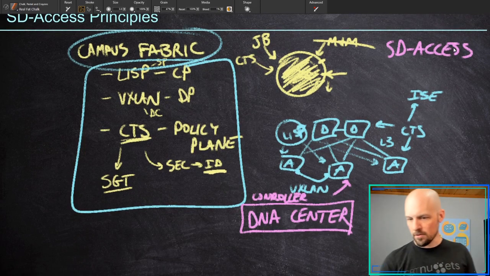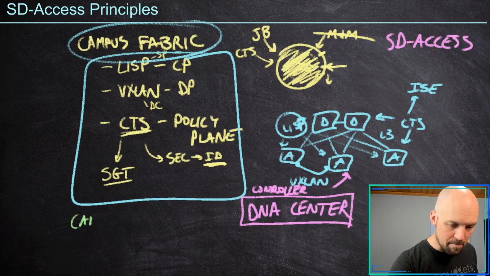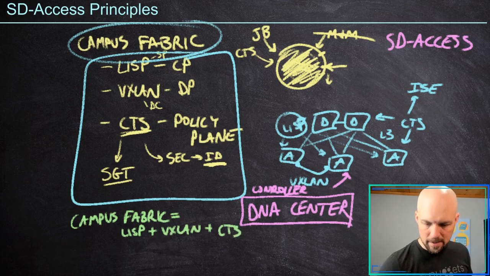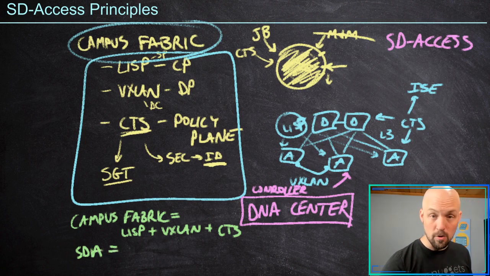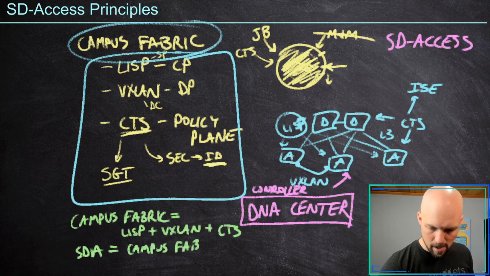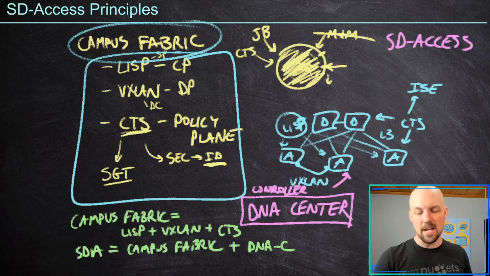Some of you were bizarrely excited about the fact that I promised math equations. Here they are. Campus fabric is equal to LISP plus VXLAN plus Cisco TrustSec. Meanwhile, software-defined access is equal to campus fabric plus DNA Center, or you can abbreviate it as DNAC. Okay, there's our math equations.